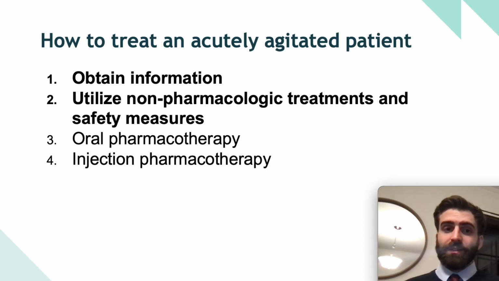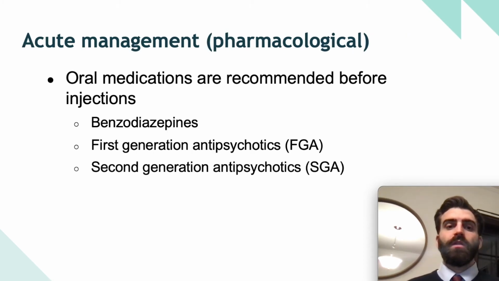So maybe these steps don't work. You may need to progress to pharmacotherapy. Your goal is to start with oral medications. Examples would be benzodiazepines, first-generation antipsychotics, and second-generation antipsychotics. If you know the patient's background, you can tailor the medications to the patient. Say you know they have bipolar disorder, you might use a benzodiazepine, a second-generation antipsychotic, but you might load something like valproic acid as well. So your options can vary depending on what the patient has. But if you don't know, you might stick with these medication classes to start.